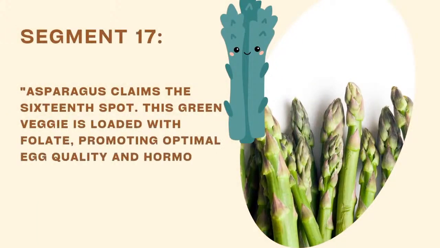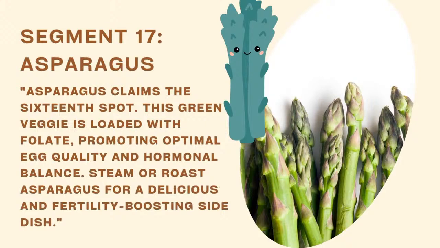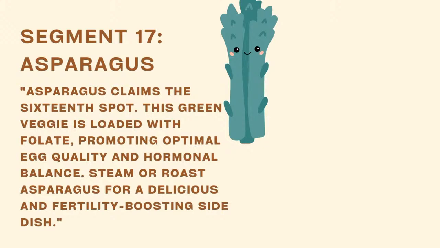Asparagus. Asparagus claims the 16th spot. This green veggie is loaded with folate, promoting optimal egg quality and hormonal balance. Steam or roast asparagus for a delicious and fertility-boosting side dish.